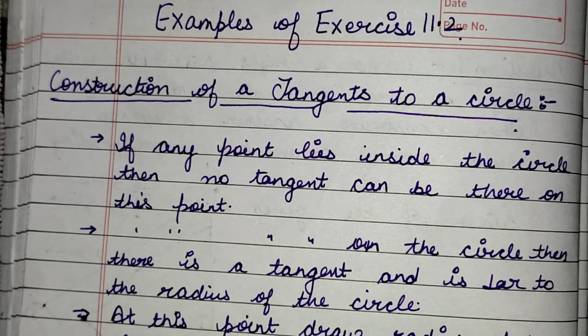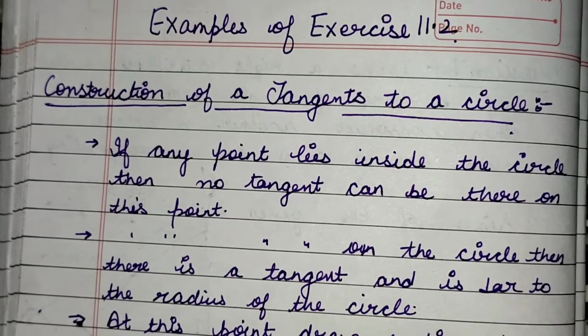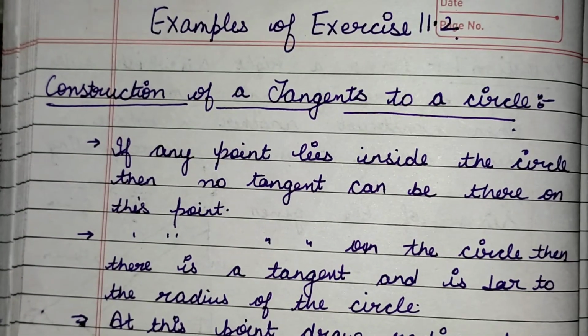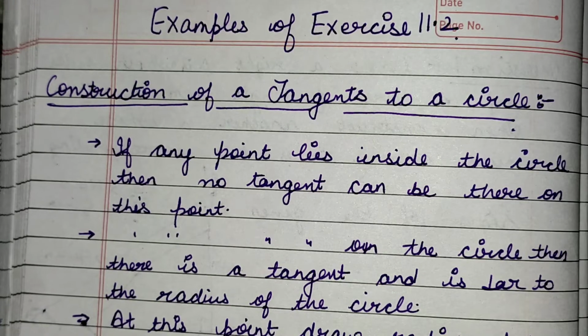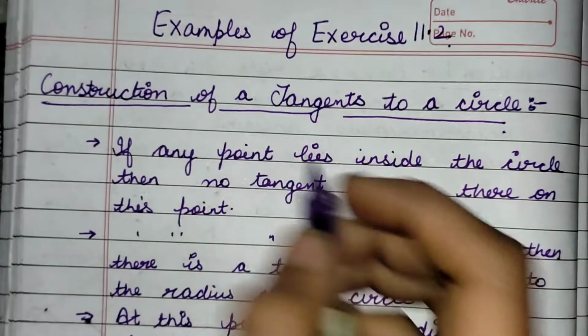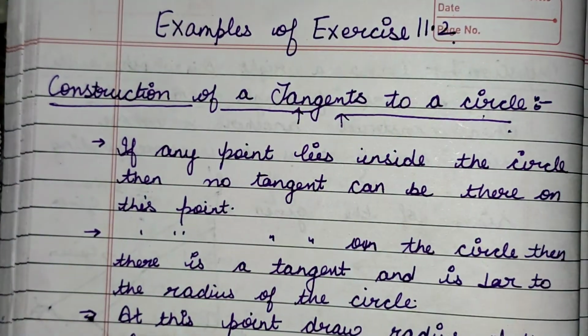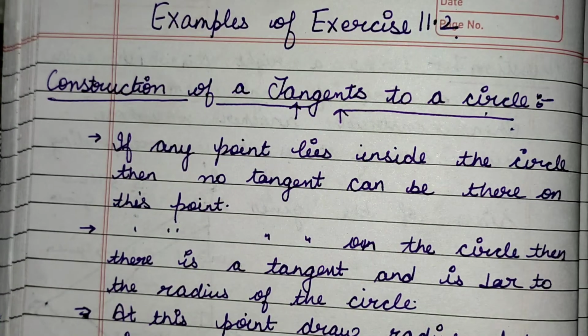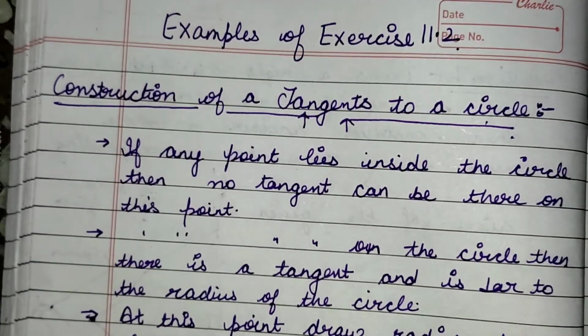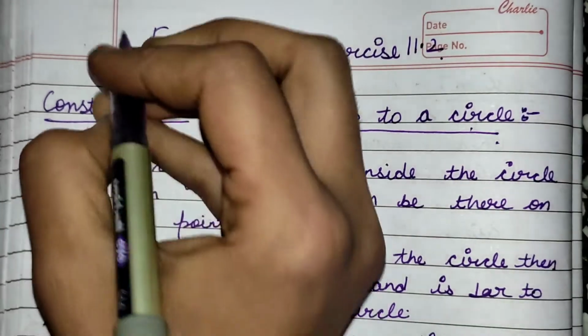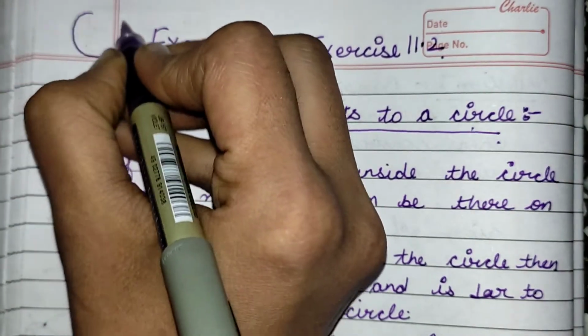Examples of exercise 11.2 of class 10th, which is Construction. Till now we have learned how to do construction of triangles in exercise 11.1. Now in this exercise we are going to learn how to draw tangents to a circle. In the previous chapter on circles, I told you in my previous videos how to draw a tangent and what a tangent is.